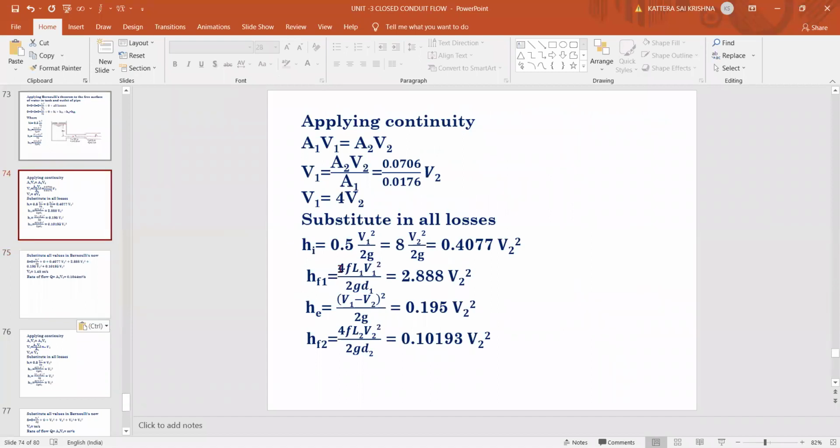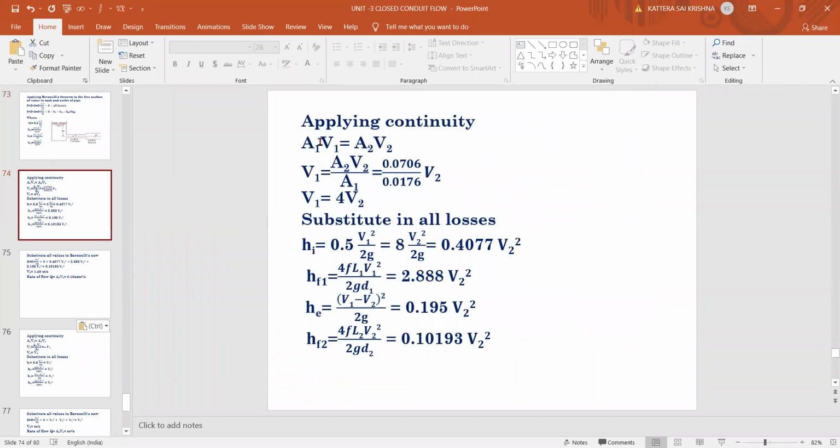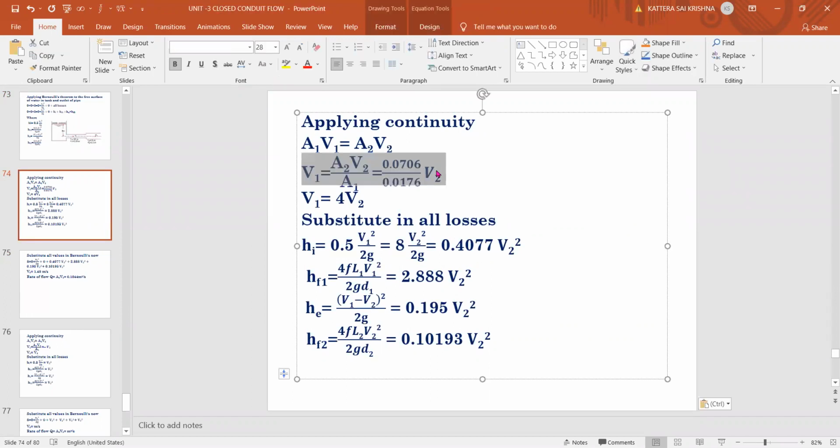Right. So after this, we don't know any velocity, so we will use the continuity equation. From the continuity equation, we already know A1 V1 equals A2 V2. From that, we can take V1 in terms of V2, or V2 in terms of V1, anything. So I'm taking V1 in terms of V2. So V1 we'll get as V1 equals 4 V2.